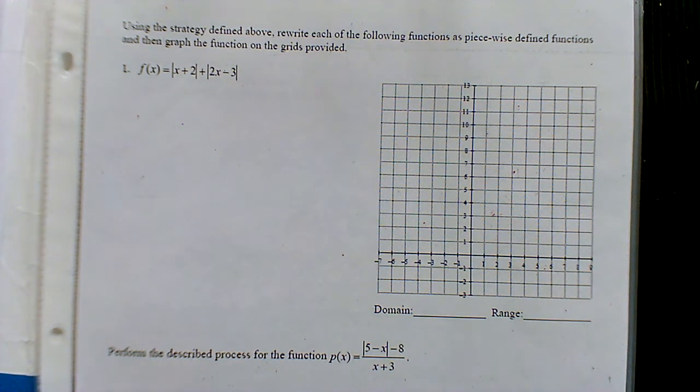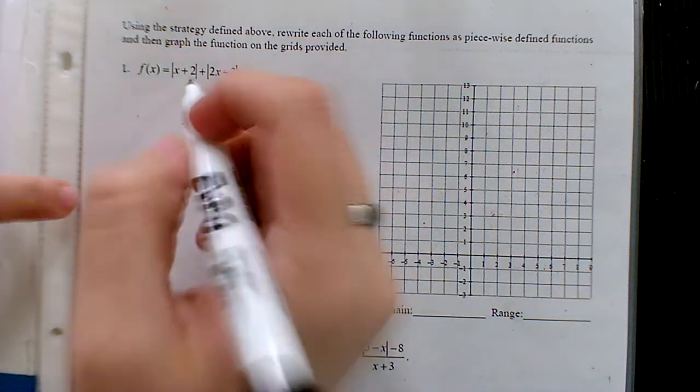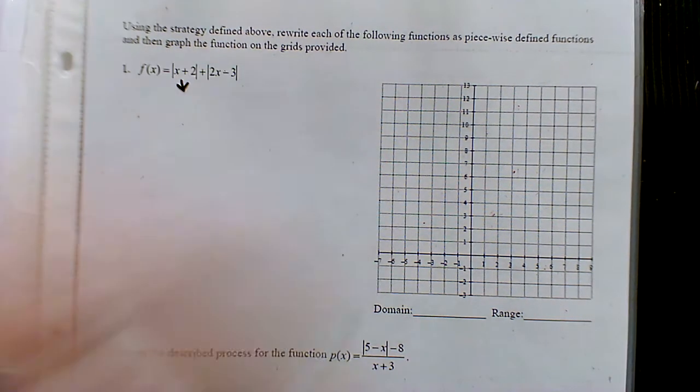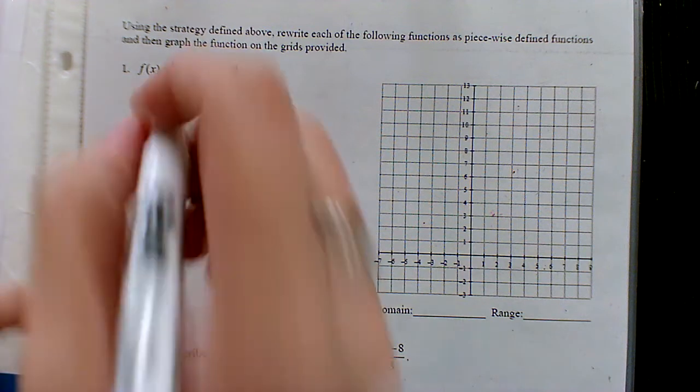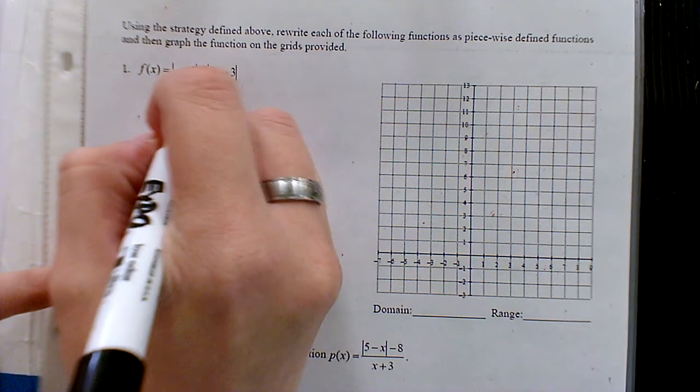Where do we start? If you need a reference, go ahead and switch the page to help you out. Go ahead, Kyle. So set each absolute value piece to 0. Okay. So if you were to set the first absolute value, x plus 2 equals 0, the x value would be -2.